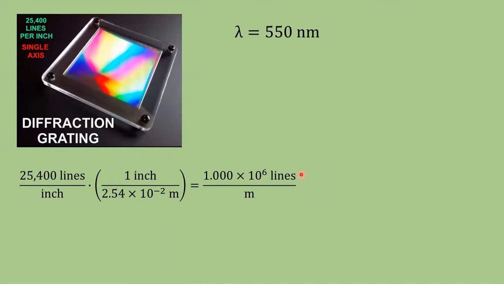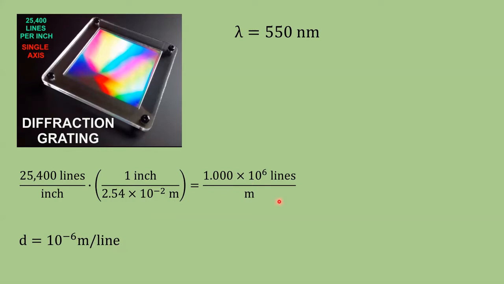If you've got 1 million lines per meter, how many lines would you have per millimeter? 1 millimeter is only 1,000th of a meter. So 1 million lines per meter, just divide that down by 1,000. And you could actually call this 1,000 lines per millimeter. So instead of 25,400 lines per inch, you could say 1,000 lines per millimeter, or just keep everything in SI. And what did I do here? I just took the reciprocal, right?